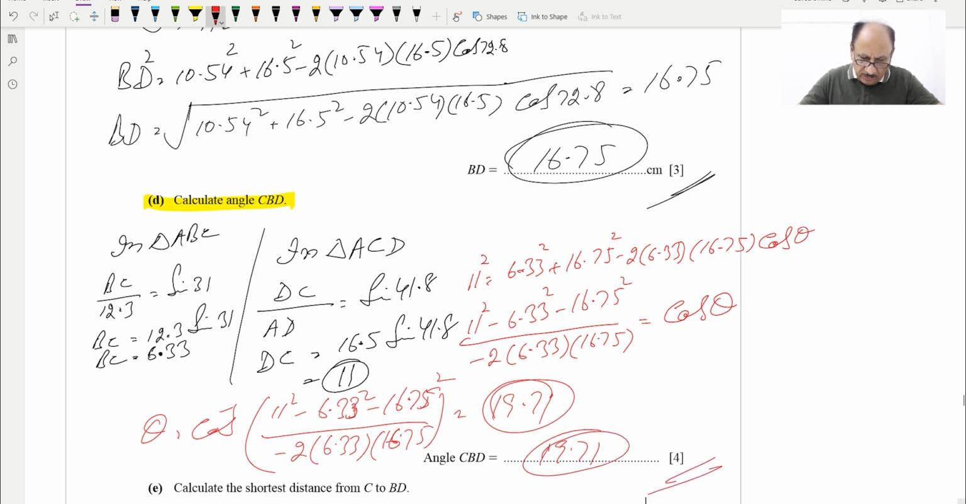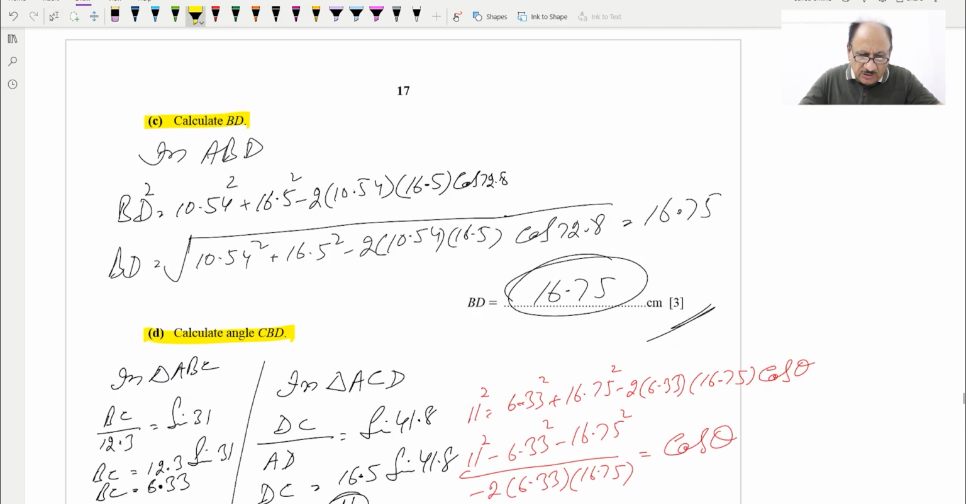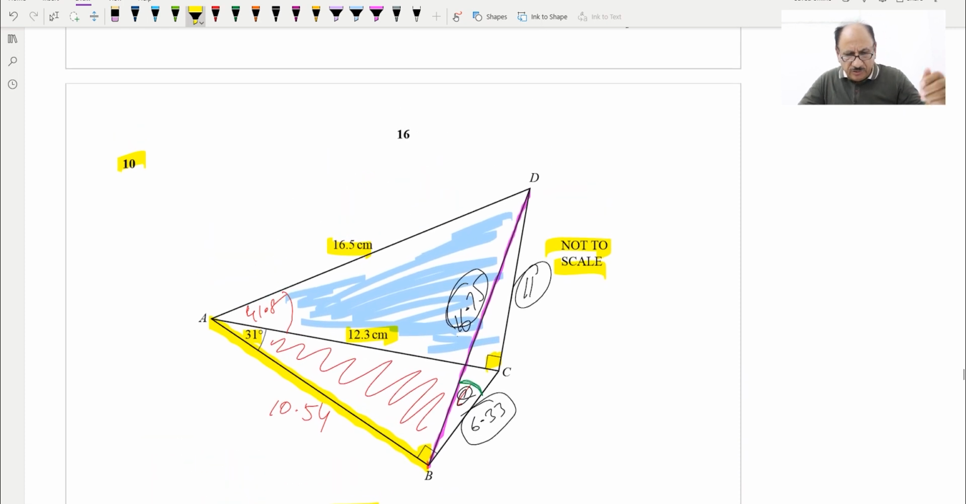Hopefully you understand this. Now they are saying calculate the shortest distance from C to BD. So C to BD will be which one? First we need to draw the line from C to BD. We can consider, for example, this one. This shortest distance is required, so this angle will be 90 degrees. We know this angle, which we just calculated, is 19.71. So now we can find this shortest route.